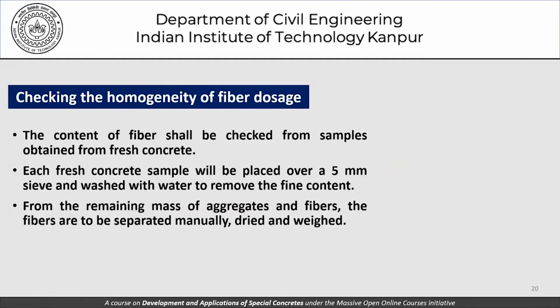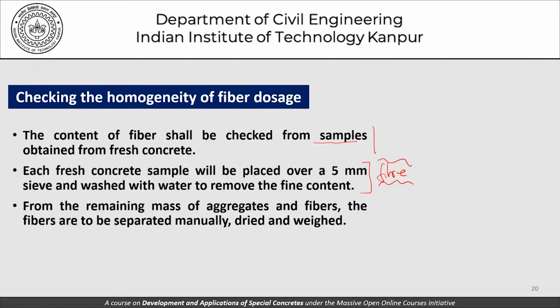When it comes to checking the homogeneity of fiber dosage, it's very important to ensure that the fiber dosage that we have added is indeed uniformly spread across the entire concrete. And for that, the content of fiber shall be checked from samples obtained from fresh concrete. So unlike coarse aggregates where we do not do such tests unless we are looking for segregation, for fibers it's important that such a test is carried out to ensure that the concrete has fibers in each location. Each fresh concrete sample will be placed over a 5 mm sieve and washed with water to remove the fines content and obtain the fiber content.